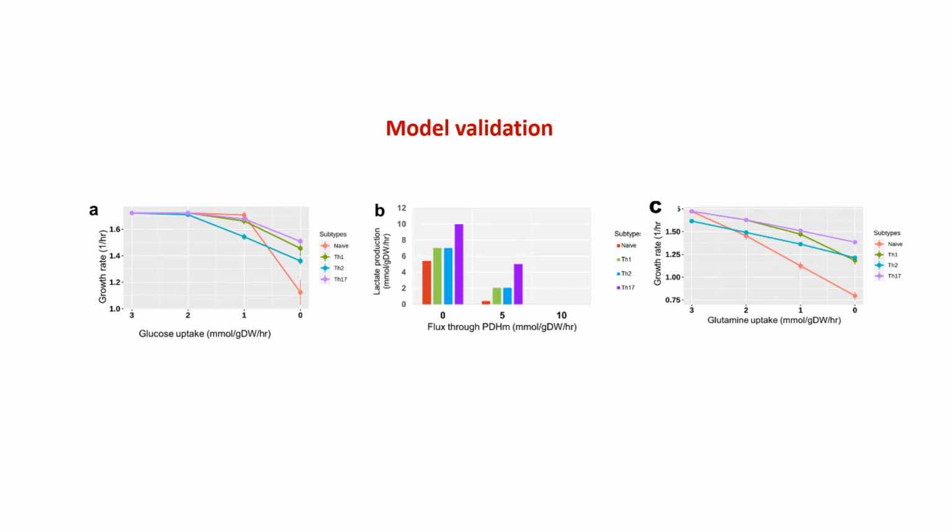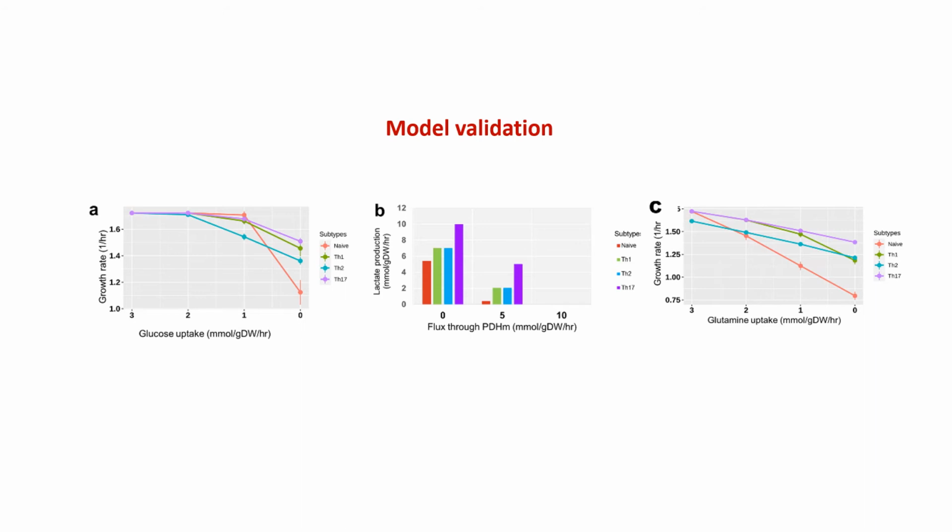Next, we validated our model with known biological information about T cell metabolism. Here I am showing three specific examples. First, our model showed dependency on glucose. When we reduced flux through the glucose uptake reaction, the growth of CD4 T cells was reduced in all the models.